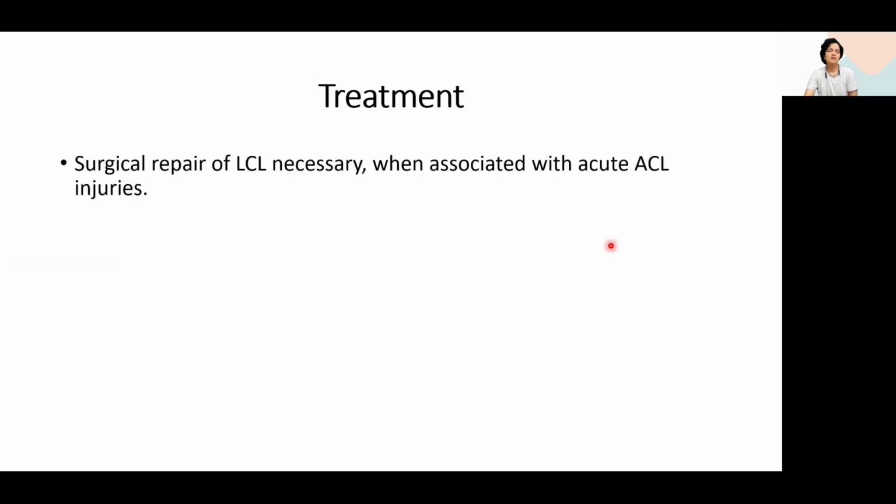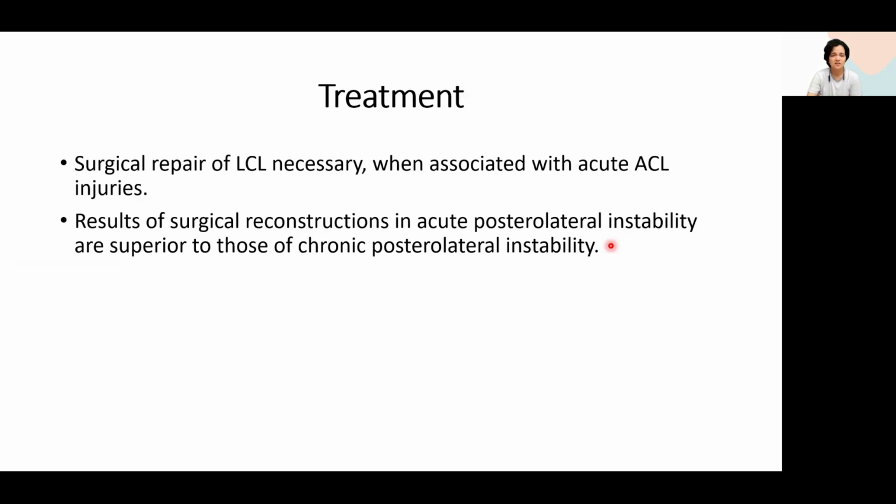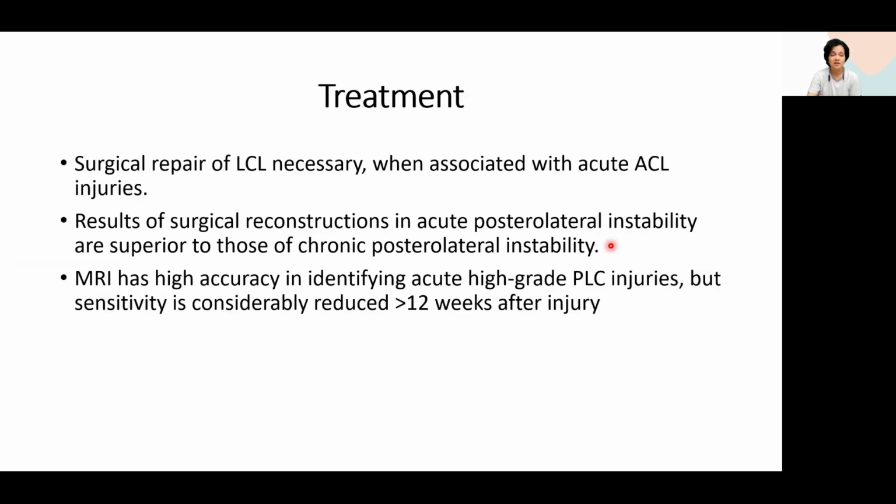Surgical repair of the lateral collateral ligament is necessary when it is associated with acute ACL injuries. The result of surgical reconstruction is good in acute cases, whereas it is poor in cases of chronic instability. The sensitivity of MRI greatly reduces with time. So if we are able to diagnose it in the acute phase, it can be repaired and the patient can be saved from ending up in chronic posterolateral instability.